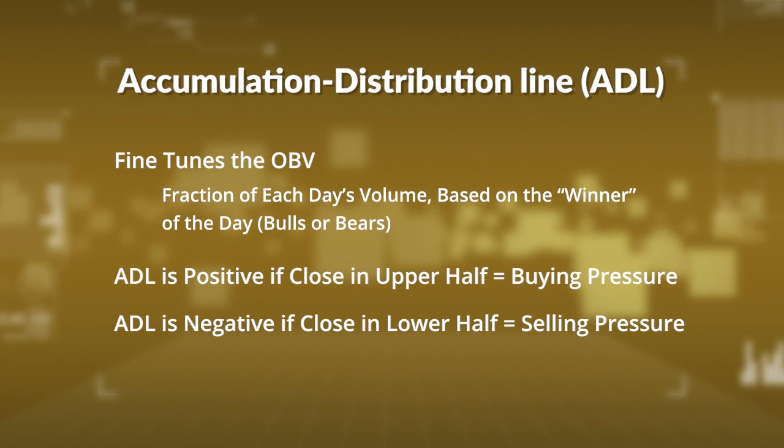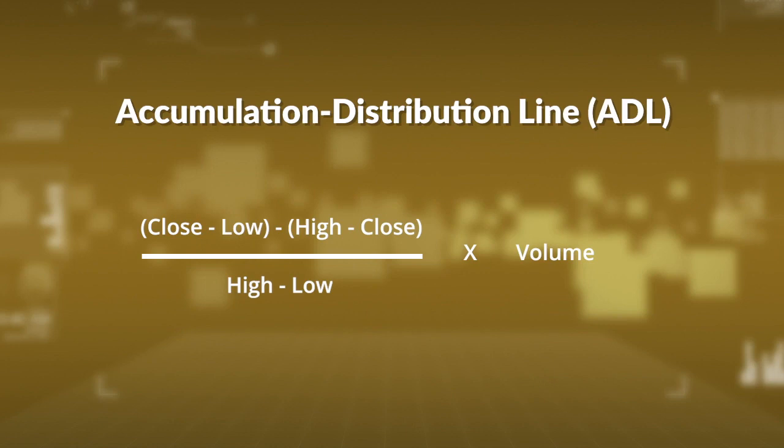So here's the actual formula, and I'm going to give you a more visual in just a moment. You take the close minus the low, and from that you take out the high minus the close, then you divide all of that by the high minus the low, and then you multiply by the volume for the day. As you can see, you're going to end up with only a fraction. That gives you that intensity, so now you're seeing how intense the accumulation or the distribution is. That's why they call it the accumulation distribution line.